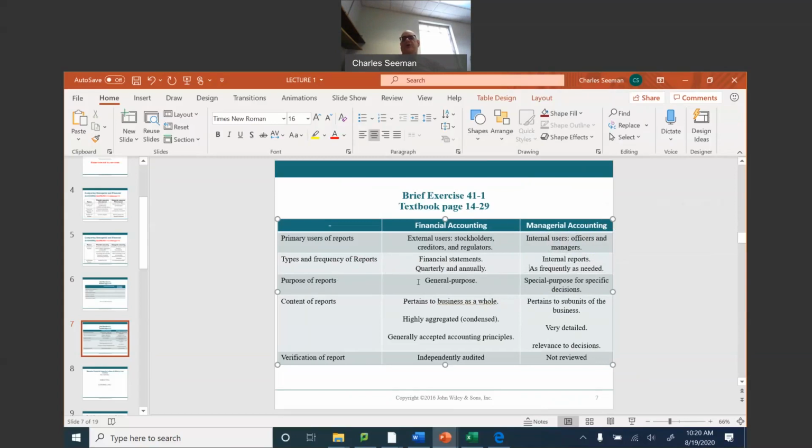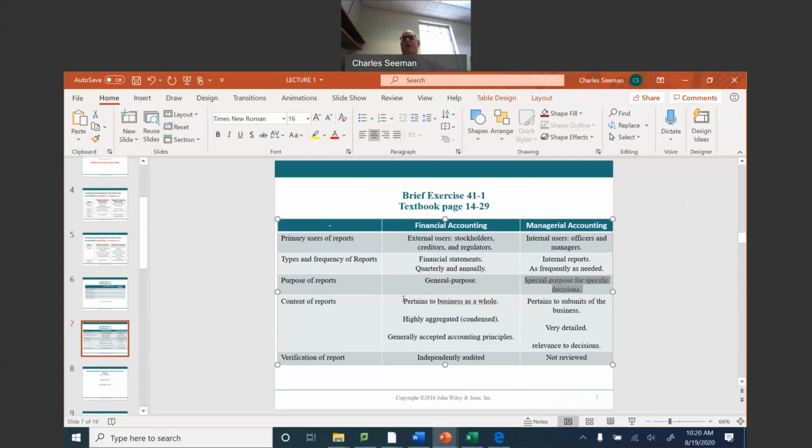Purpose of reports. They're very general purpose in financial accounting. When a managerial accountant prepares reports, its specific purpose is for a specific decision. Do I want to produce more units? Do I want to produce fewer units? Did I earn a profit last week?